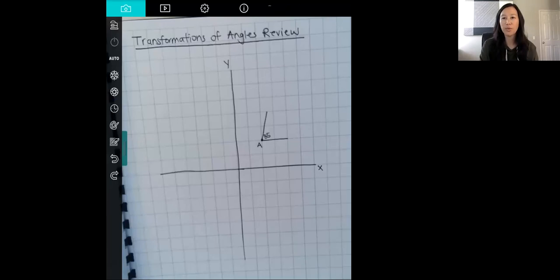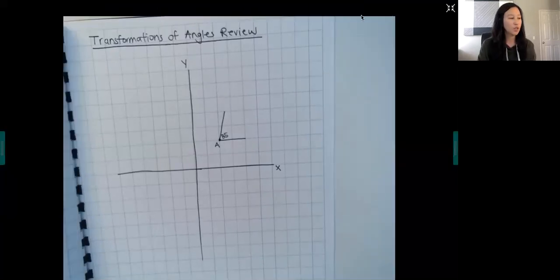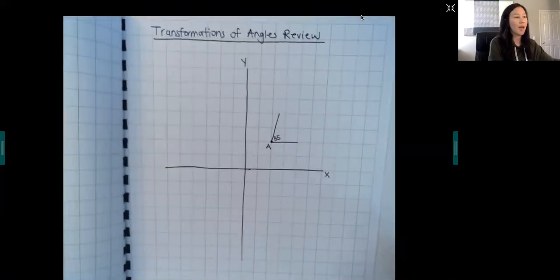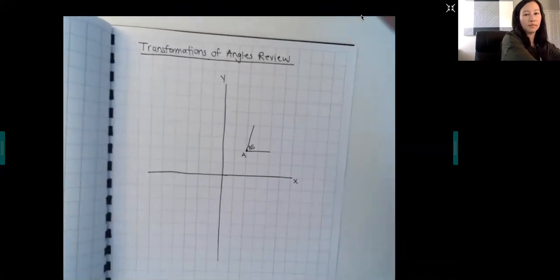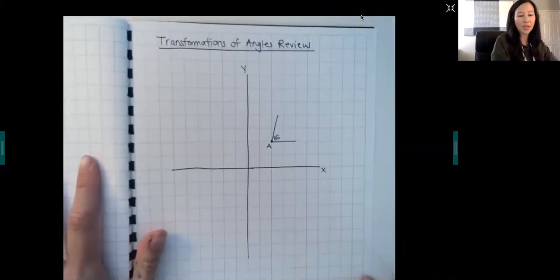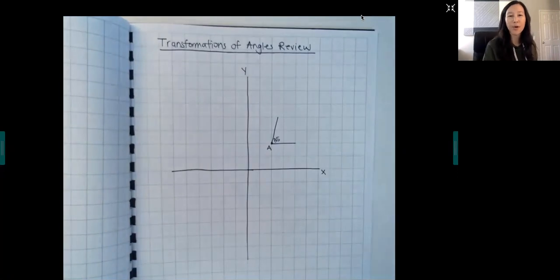I just wanted to do a little review with you on the transformation of angles before you do your checkpoint tomorrow. So let me go ahead and share my screen. I just wanted to give you a little visual representation to help you as you're doing the transformation of angles. There was a fun little tool that you could play around with to allow you to do the transformation.